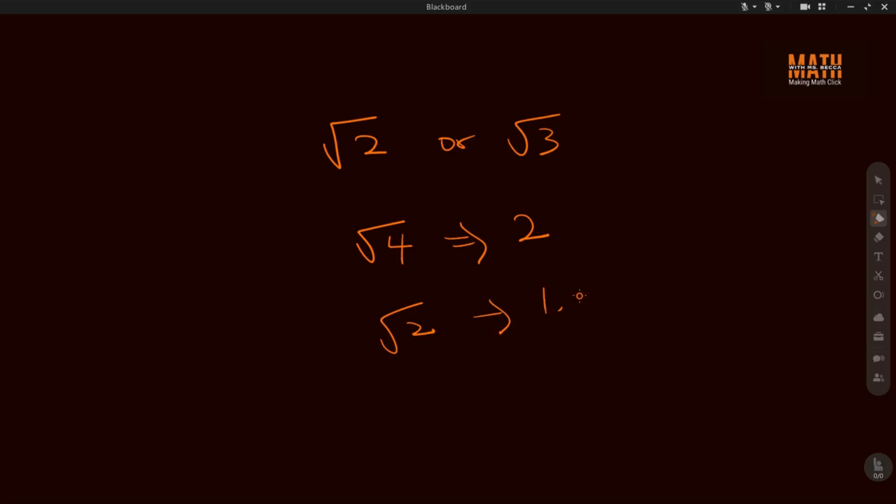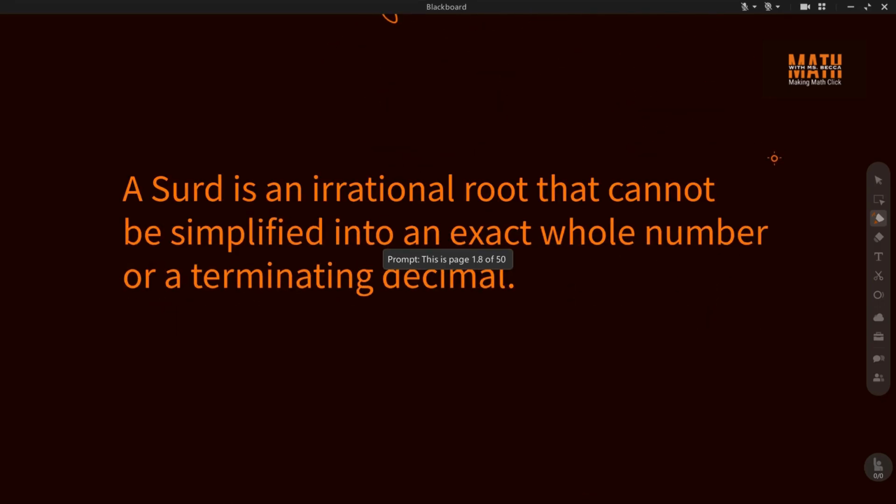You get 1.414213 and so on. Now, what is a surd? A surd is an irrational root that cannot be simplified into an exact whole number or a terminating decimal. In simple terms, surds are roots. They are just like square roots or cube roots, but they do not give exact answers. They go on forever without a pattern.